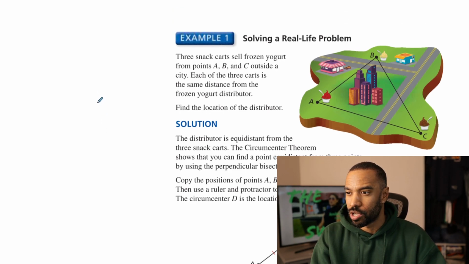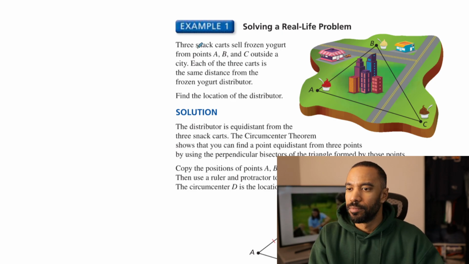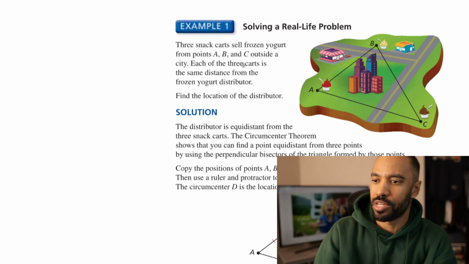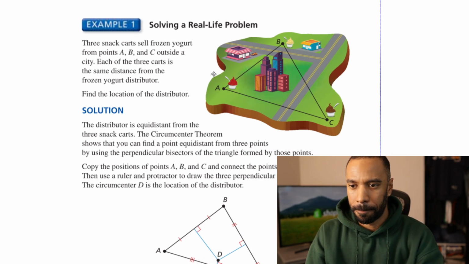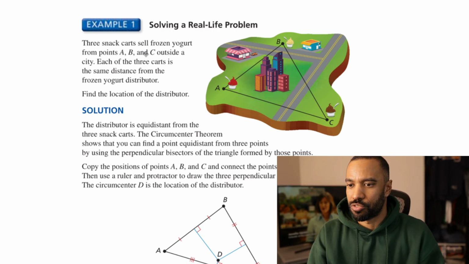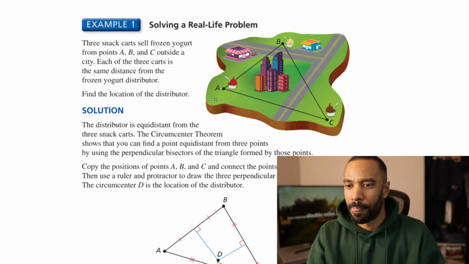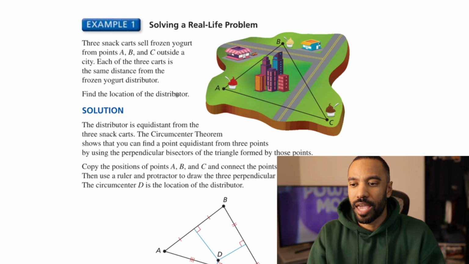Are we all already on solving a real-life problem? Okay. Let's do an example through here. 3 snack carts sell frozen yogurt from points A, B, and C outside a city. Each of the 3 carts is the same distance from the frozen yogurt distributor. So you see frozen yogurt here, here, and here, 3 points outside the city. They're the same distance from the distributor being probably the circumcenter then, right? Find the location of the distributor.